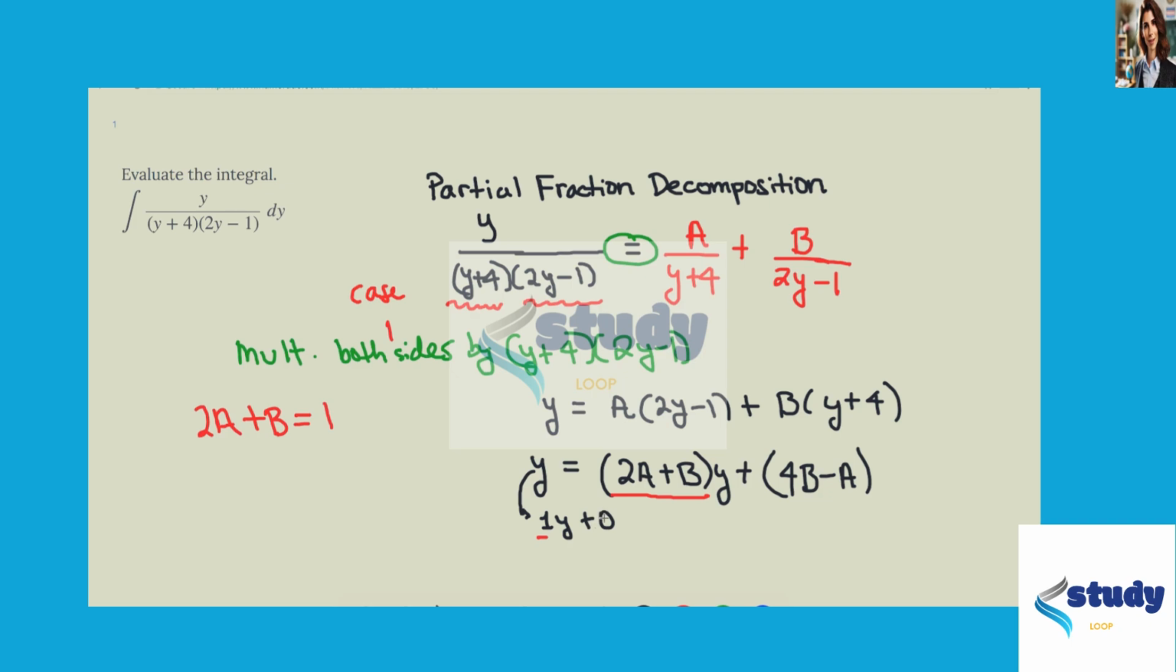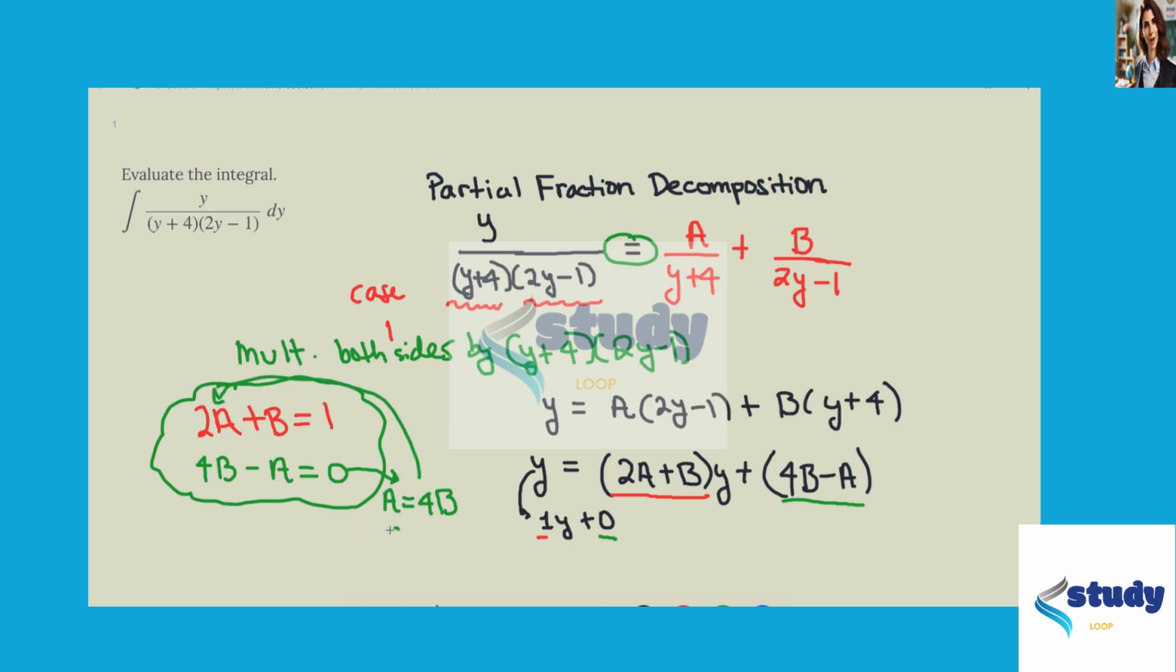Similarly, the constant on the left-hand side is 0, so the constant on the right-hand side also has to be 0. So we have 4b minus a equals 0. And let's go ahead and solve this 2 by 2 system for a and b. Many ways to do this. You could take the second equation and just move the a to the other side, and then plug in this value for a into the first equation.